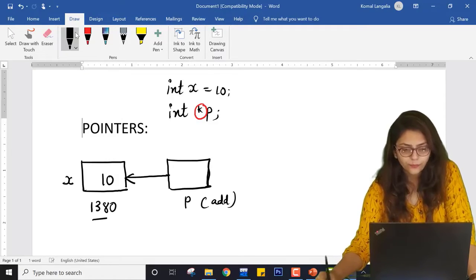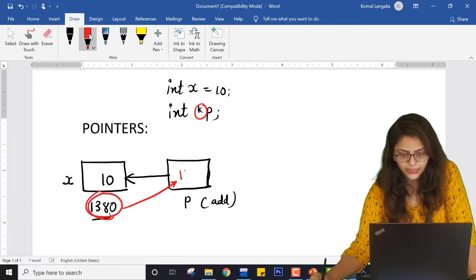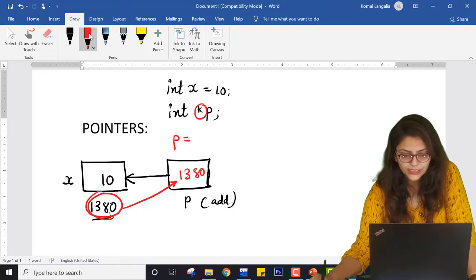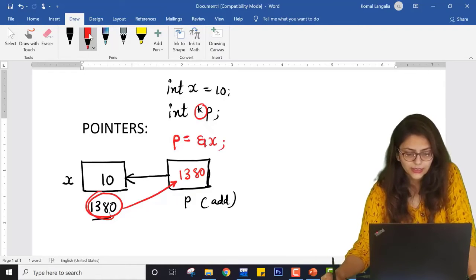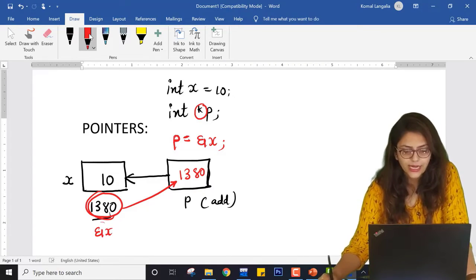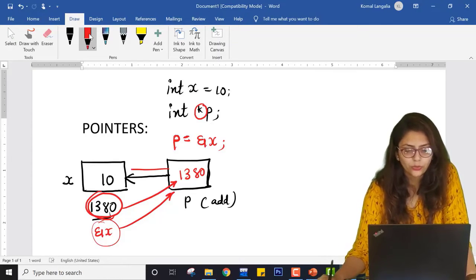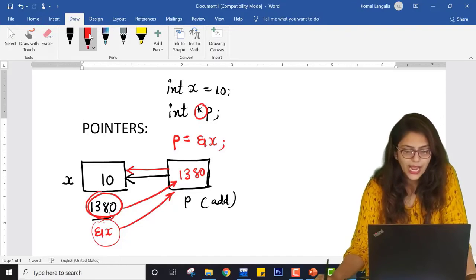If I am storing this address in p, how can I store 1380 over here? By writing p equal to address of x. So p is carrying the value address of x. That means this is called address of x. This is how I can assign this value to p, right? Now p is pointing to x.